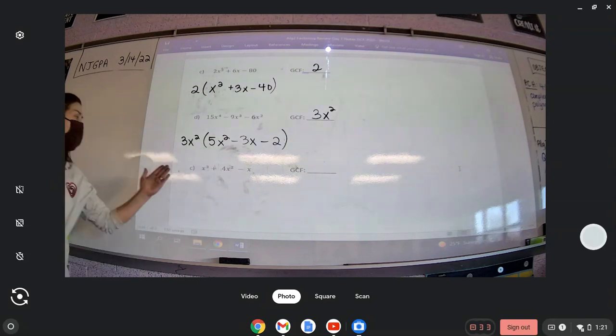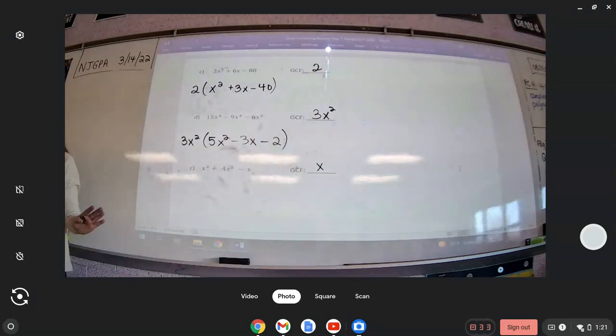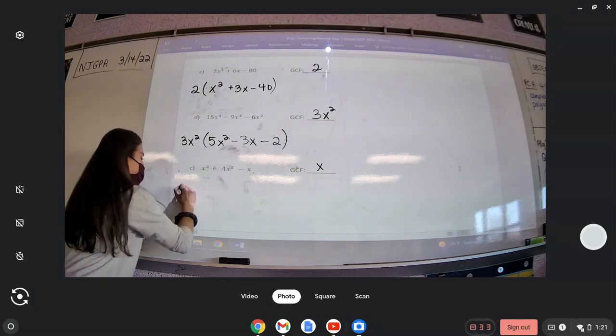All right, but they all have variables. What is the biggest number of x's they have in common? Just 1, the little 1. So the GCF is just x. That's the only thing we're going to factor out. So if you only factor out a variable, none of the numbers in front should change because you didn't pull any numbers out. All right, so here we go.